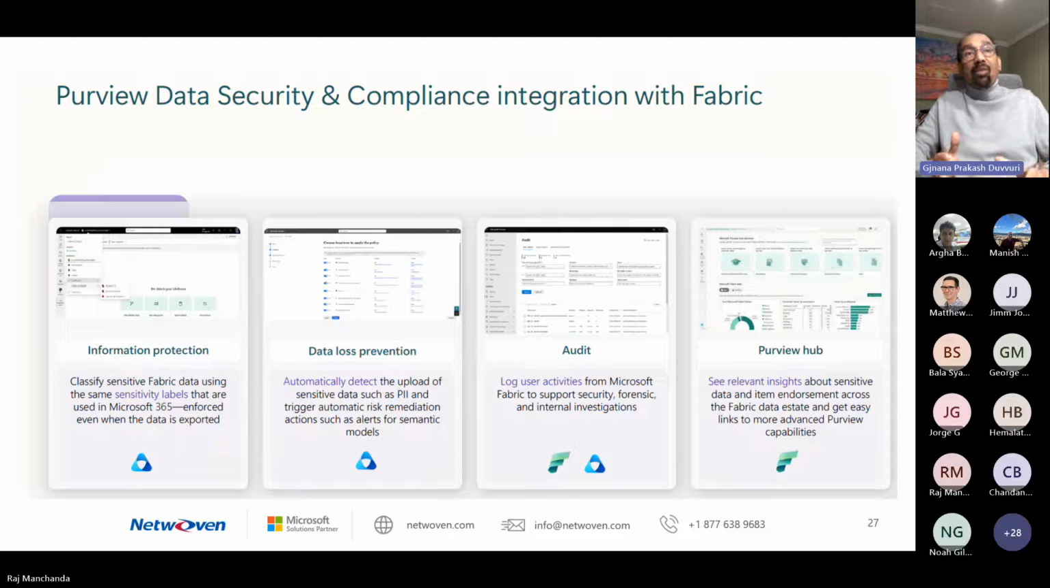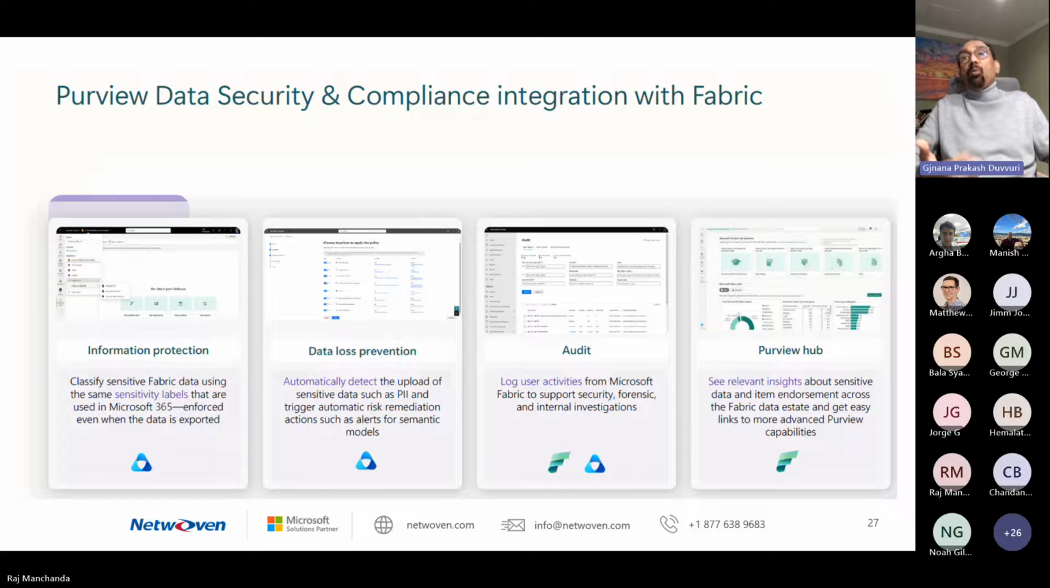And data loss prevention. If somebody is using PII and there is leakage, it triggers automatic remediation and alerts on the semantic model. Then audit: logging users and activities. Let's take a practical scenario. If I have PII data, loyalty data, who are the people looking into this loyalty data? The data owner should know. With the audit, if something is there, security, forensic and internal investigations can happen automatically, so that's the added advantage of having an audit in the Purview hub.